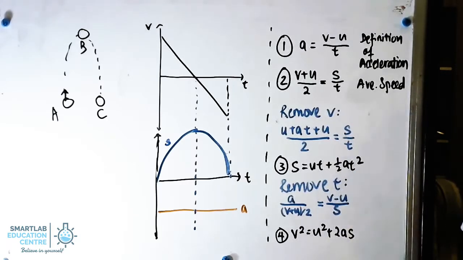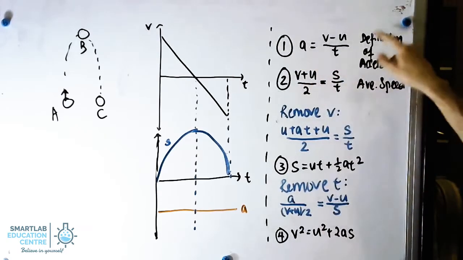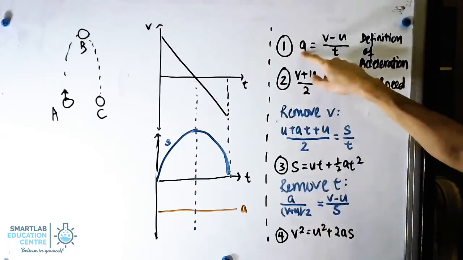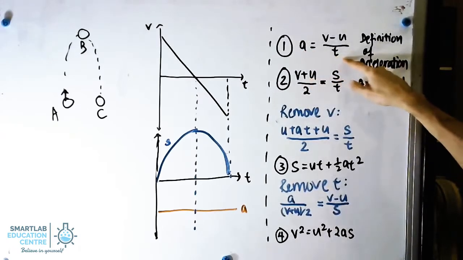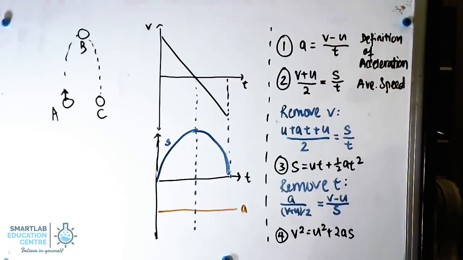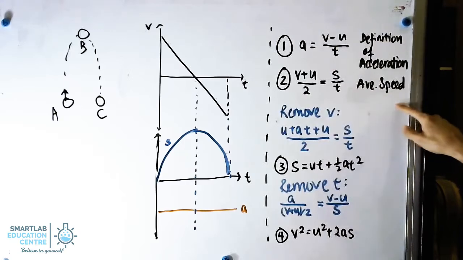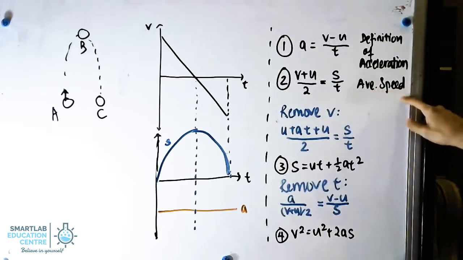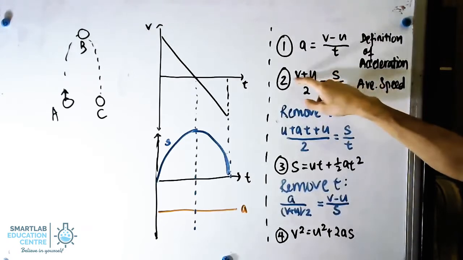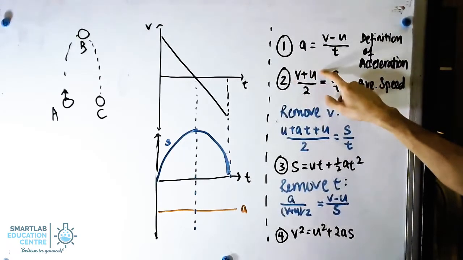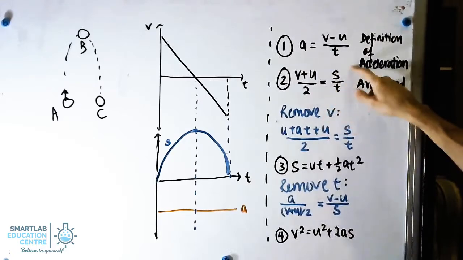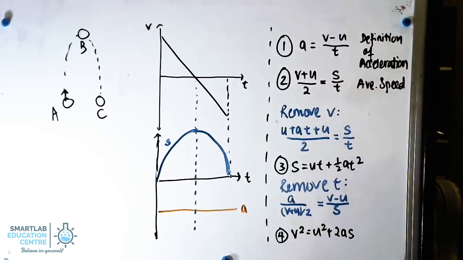There is a total of 4 sets of formulae that you can use for kinematics. The first set comes from the definition of acceleration, where acceleration is defined as the rate of change of velocity. So it's v minus u, where v is always the final velocity and u the initial. The second set uses the definition of average speed: the final speed added to the initial speed, divided by 2, is equal to the total distance traveled divided by the time taken.